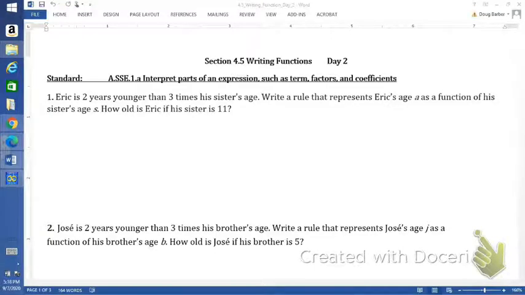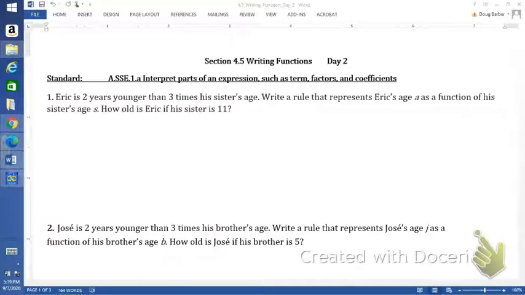The second day for section 4.5. We're going to continue writing functions and writing function rules. Today we're going to just focus on the odd numbered problems. You'll do the even ones on your own.